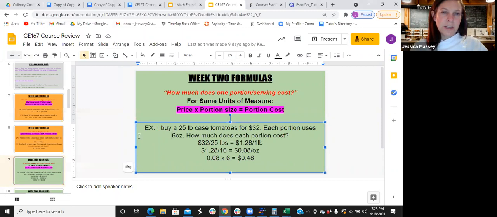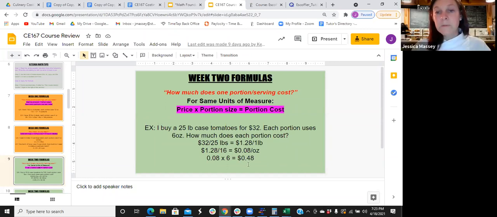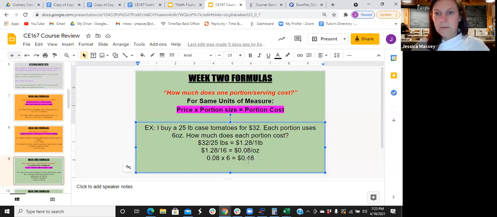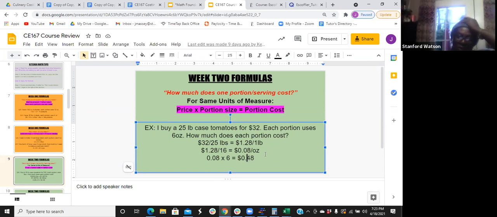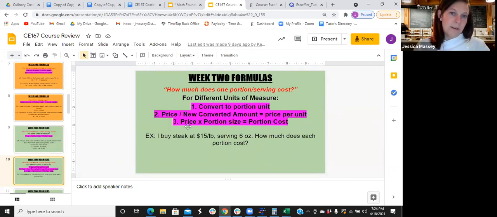Stanford, you had a question or did I answer it? For 0.48, what if in an exam I put 48, would that be incorrect? Yeah, you would want to put 0.48. Okay, just checking. Yeah, because this is asking cost, like how much that portion costs. So 48 cents or $48, there's a big difference. Yeah, definitely. So let's try this one.